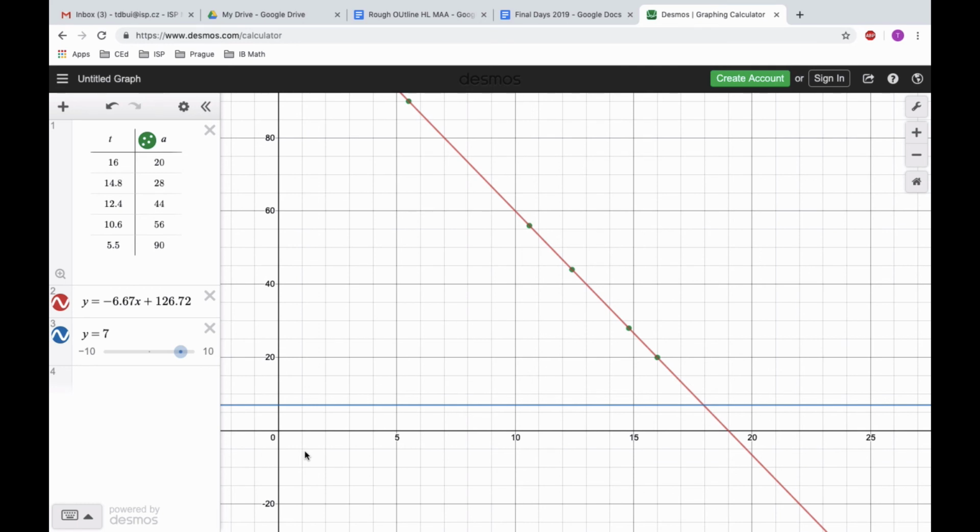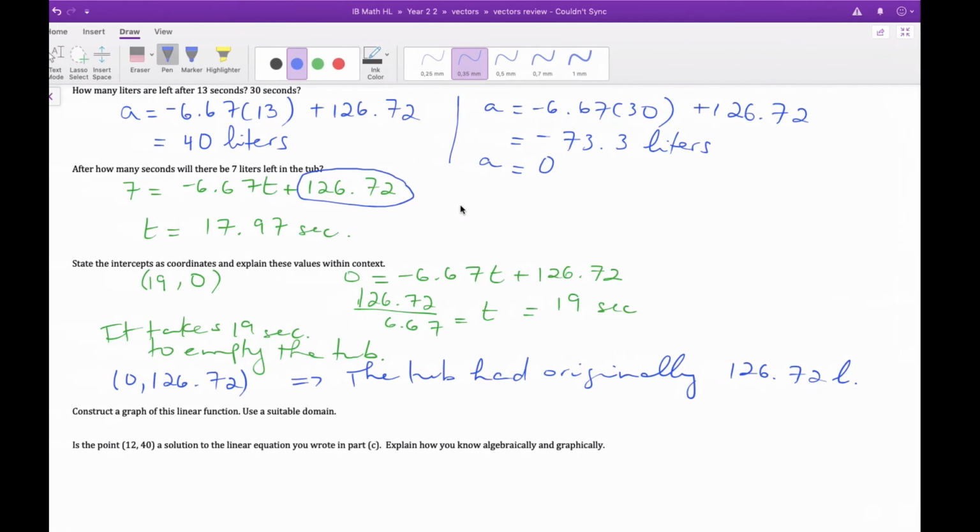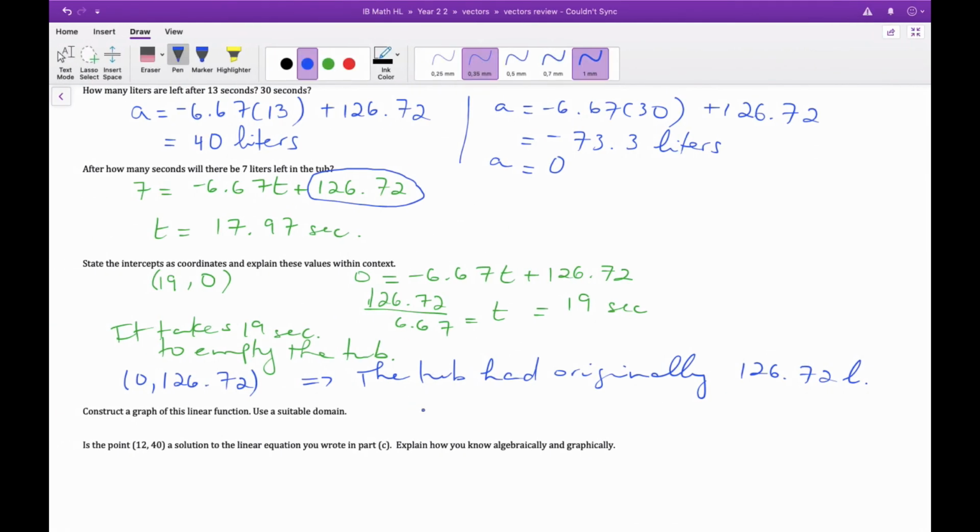And further down, having negative liters doesn't make any sense. So I think our domain is going to be from 0 up to the x-intercept of 19 seconds. And then it's a different function afterwards. So the suitable domain is t between 0 and 19 seconds.